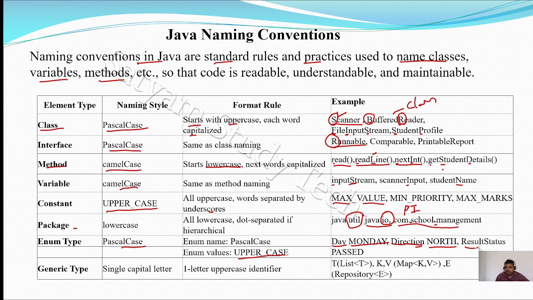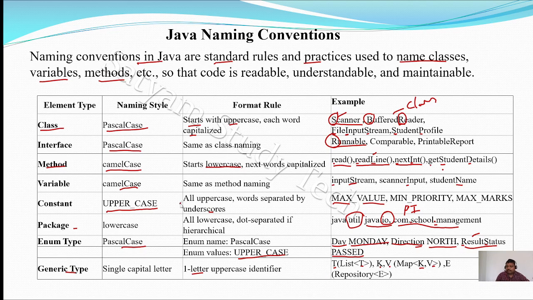Here you can see ResultStatus. It is an enum name having two words, so each and every word starts with a capital letter. Here the enum value is PASS, so it is an uppercase enum value. Now you can see the generic type. Generic type is a one-letter uppercase identifier. Here you can see T, a list of T, and K, V, Map of K, V. Here you represent them in uppercase letters.